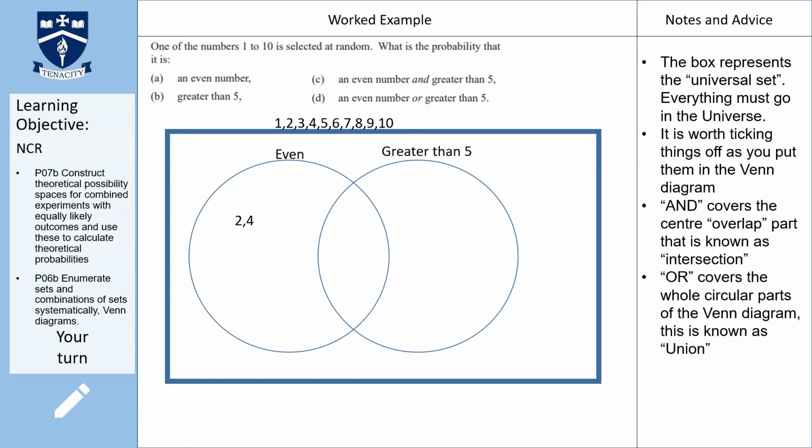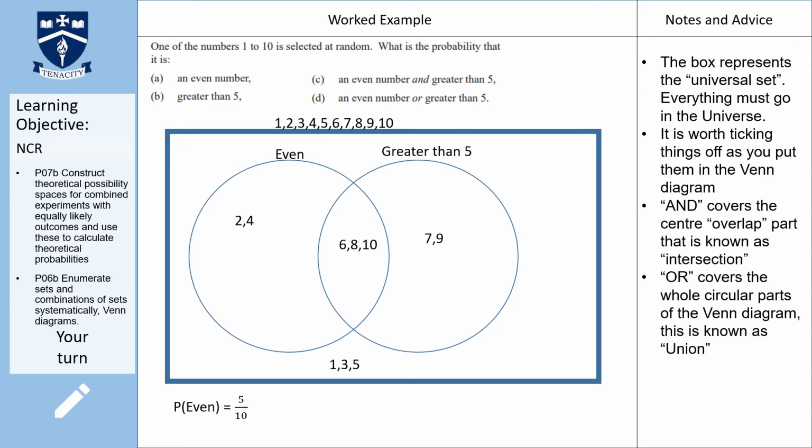Well, let's first of all look at just evens, things that are just even, and that's just 2 and 4. Now, 6, 8 and 10 are also even, but they're also greater than 5, which is why they go in that overlap section, which we call the intersection. And greater than 5, we've got 7 and 9. Now, of course, we've still got some numbers left over, and they also need to go into the universe because everything goes in the universe, and that's where the 1, 3 and 5 go. They're in the universe, but they don't need to be in the sets.